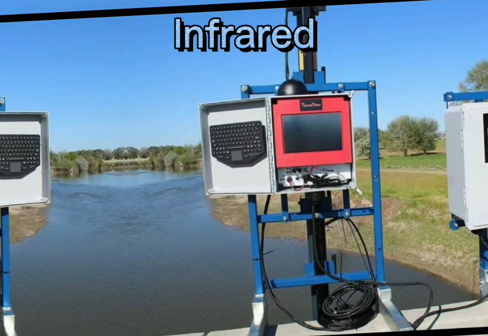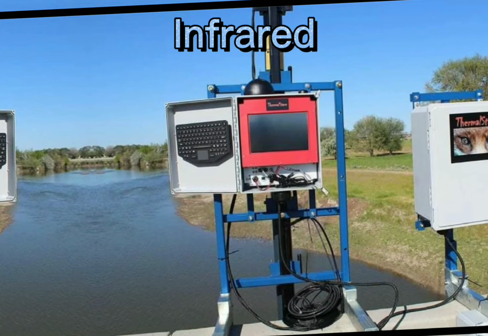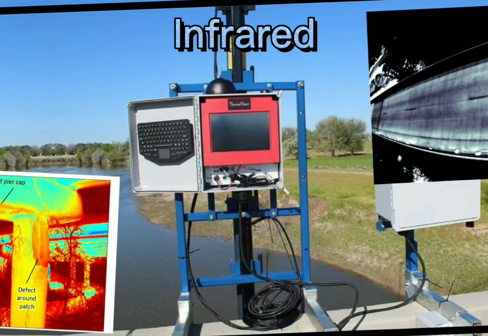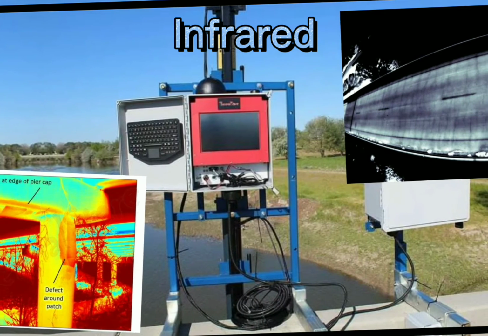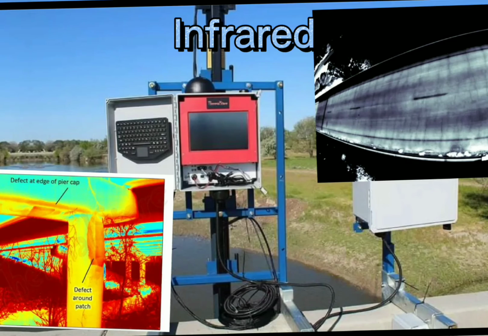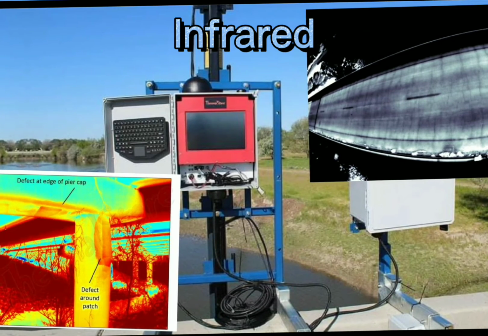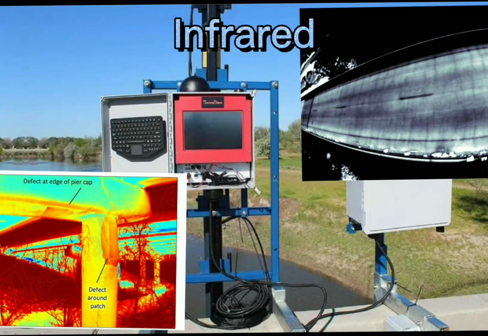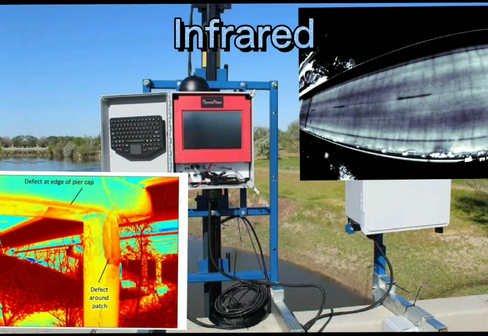Next is infrared or thermal imaging inspection. Here are the method, advantages, and disadvantages of infrared. First is the method. This non-destructive practice examines changes in infrared radiation from the surface of concrete and indicates delamination.